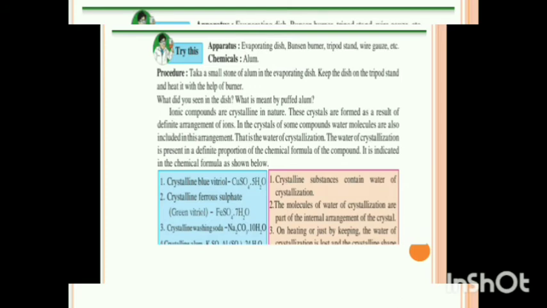You can see here that crystalline blue vitriol, the formula is CuSO4·5H2O. Then crystalline ferrous sulfate is FeSO4·7H2O. We can call it green vitriol. Then the crystalline washing soda, that is Na2CO3·10H2O. And the crystalline alum, its formula is K2SO4·Al2(SO4)3·24H2O.